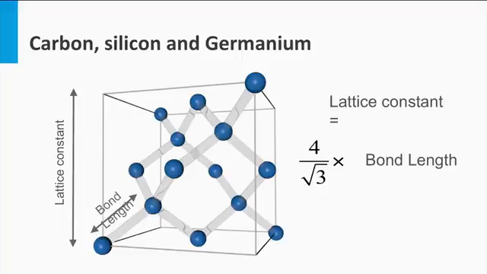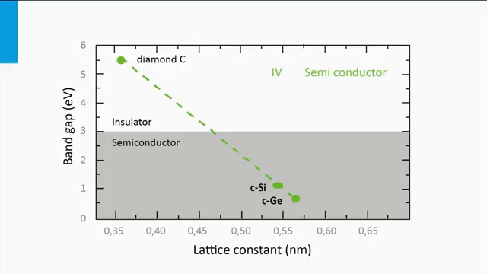In this figure, the unit cell of a diamond cubic crystalline lattice is shown. The edge length of this cube is equal to the lattice constant. In diamond crystalline lattice, the lattice constant equals 4 times the silicon-silicon bond length divided by the square root of 3. In the next graph, we plot the band gap of crystalline carbon, silicon and germanium versus the lattice constant. Crystalline carbon is another name for diamond.